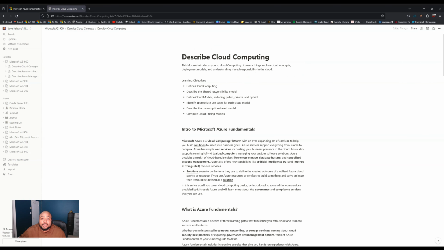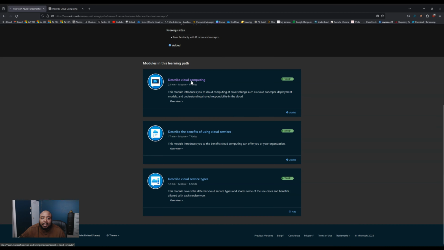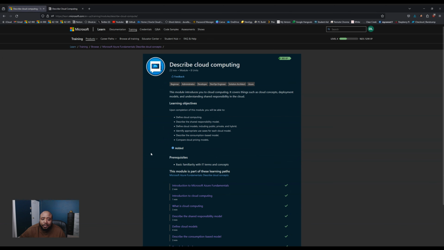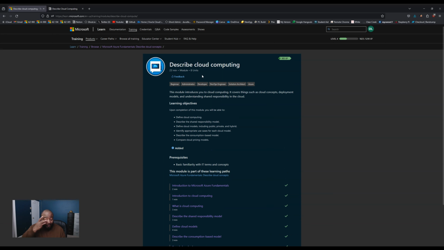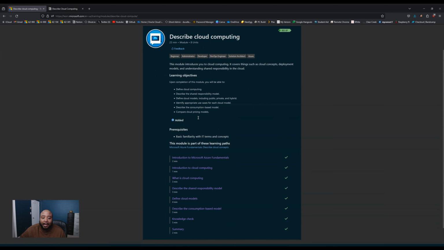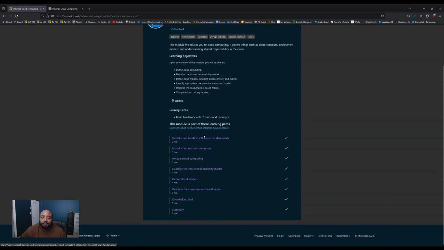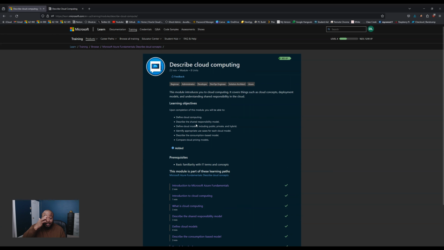So for the first part, describe cloud computing. These are my notes that I took for this, and basically it's very similar to what this is. I basically just jotted down what Microsoft had, because I want to have it for my own notes, in case this gets changed. I have it written down, you know what I mean? So it has some learning objectives here.